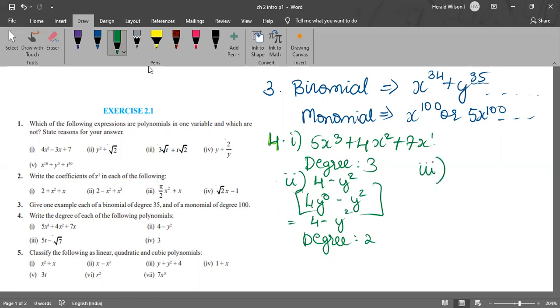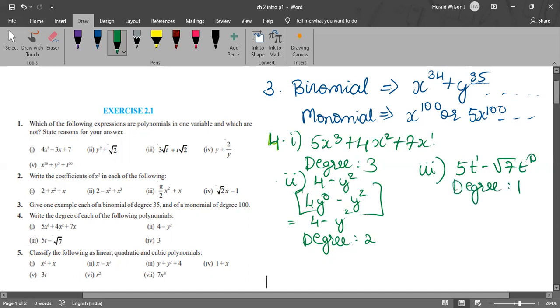Third question is 5t minus root 7. Here t is raised to the power of 1, and if we write t raised to the power of 0, we get root 7. So here the degree is 1. Fourth one is nothing but 3. What is it for 3? 3 into x raised to the power of 0. So the degree is equal to 0. So this is the fourth question. Let's move on to the last question of this exercise.